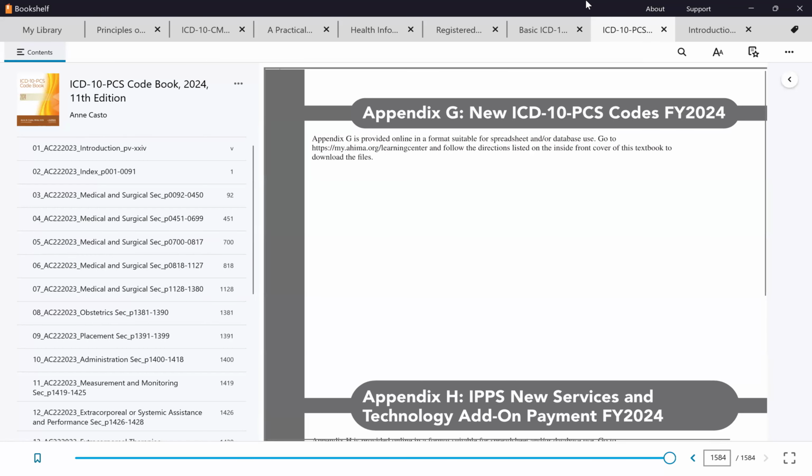So some of the codes that we'll see this week will come out of other sections as mentioned. So we'll be outside of the medical surgical section. We'll be getting into things that involve administration, monitoring and measurement. And again, how you find out what section is by trying to look up what exactly these procedures are.